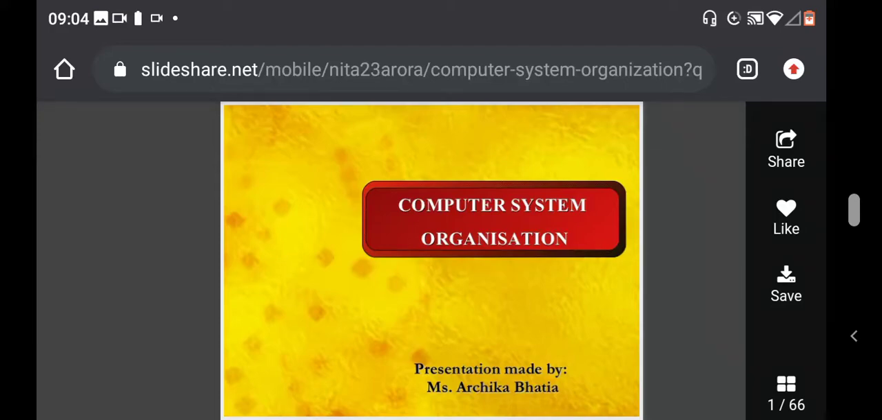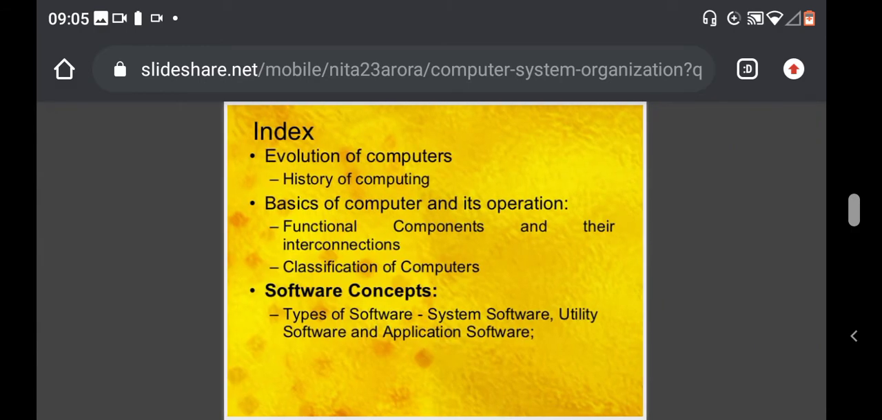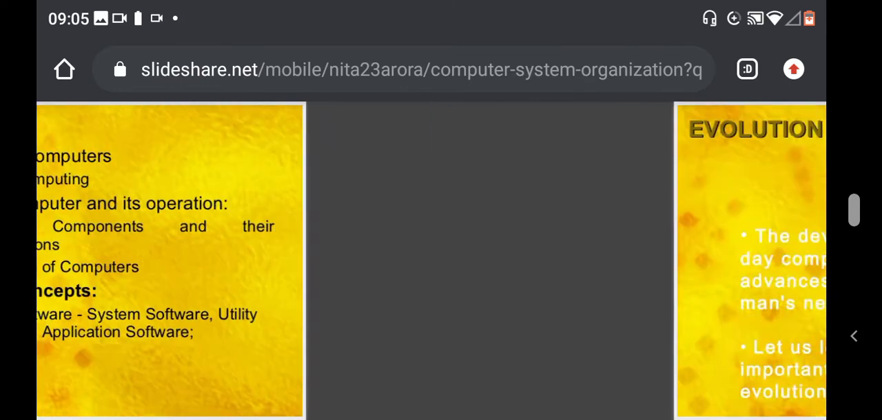For our pre-recorded lecture on computer system organization. So we have the following index: evolution of computers, so history of computing, basic computer and its operation, functional components and their interconnections, classification of computers. So we have the software concepts, types of software, system software, utility software, and application software.